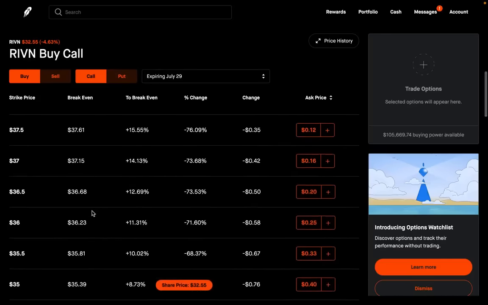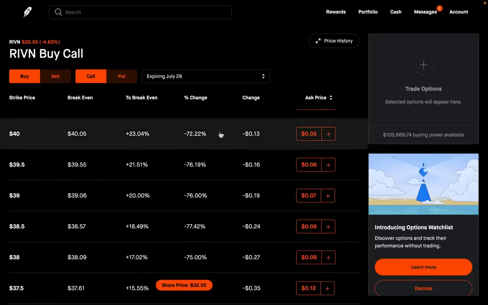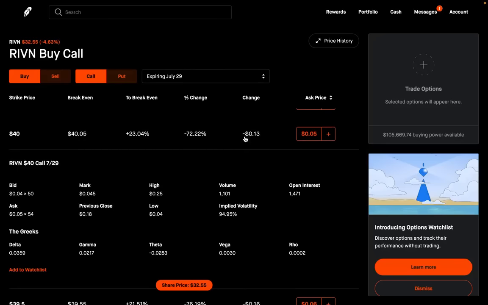Now, if I go further out of the money, for example, if I look at the $40 strike, right, which only costs $5, look at delta here, 0.0359, right? So if I buy this call and the share price of Rivian goes up by $1, you're only going to make $3.59. You're not going to make nowhere near as much as if you were to choose the in the money call option. But same thing, right? If Rivian goes down by $1, you're also only going to lose $3.59.